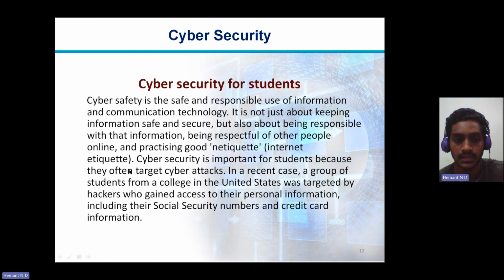So the hackers basically target a lot of students or young people who have access to computers and mobile phones. Taking a recent case, a group of students from a college in the United States was targeted by a set of hackers who gained access to their personal information, including their social security numbers and credit card information, which is very dangerous as it could lead to a huge financial loss for the students.